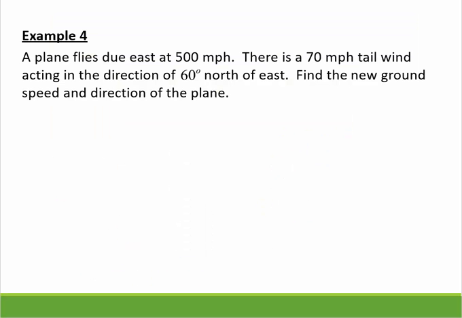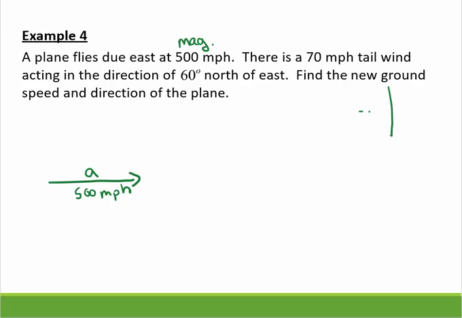Okay, this application. The airplane problems, I don't know why I love these airplane problems. I think that they're just such fun applications of vectors, because I personally think of a vector as an airplane. So a plane flies due east at 500 miles per hour. So here's my airplane. I'm going to call it A for airplane, and it is going at 500 miles per hour. Just so you know, that's the magnitude. And there is a 70 mile per hour tailwind acting in the direction of 60 degrees north of east.